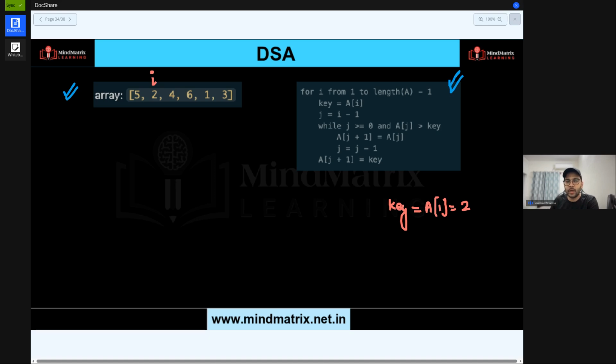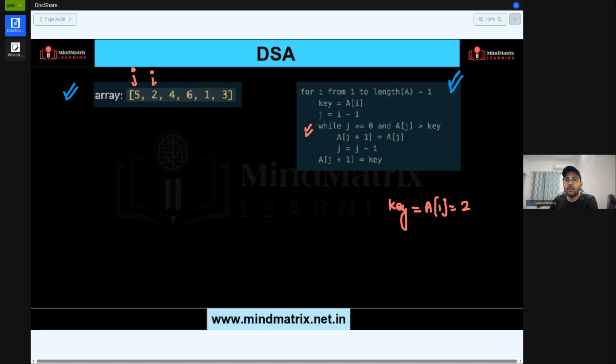Now j is equal to I minus 1. So j is present over here. Now we have a while loop. We can have a for loop also, no problem at all. That means nested for loops we can have, but here in the pseudocode we have a while loop. So while j is greater than 0, that is true, because it is greater than or equal to 0 basically, because j is 0, right?